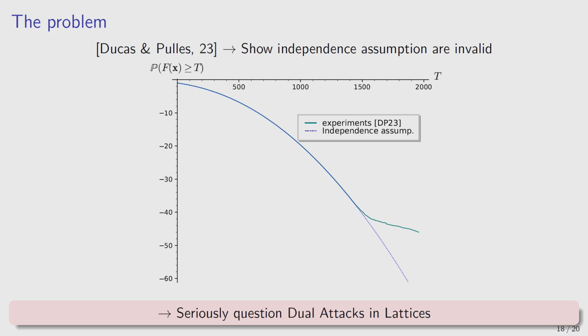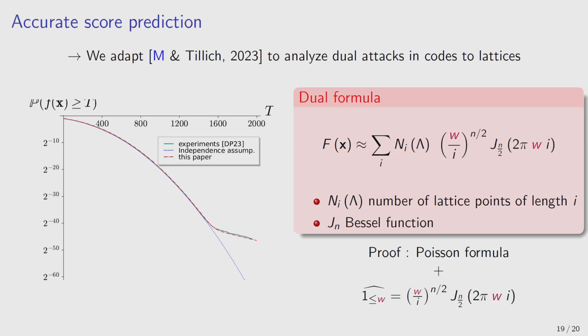So now the question is, how can we predict this curve? What we do is we adapt our previous work, but shift it to analyze dual attacks in lattices. We devise a new model which perfectly matches the experimental curve which was observed by Ducas and Pulles in 2023. So this is the first step to analyze correctly the dual attacks in lattices.